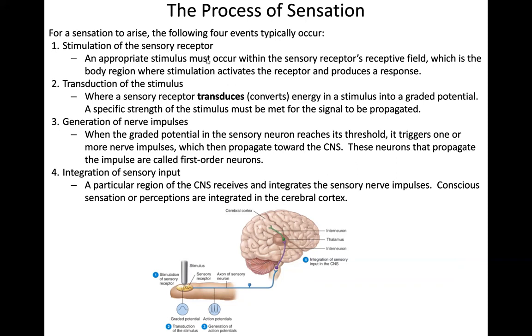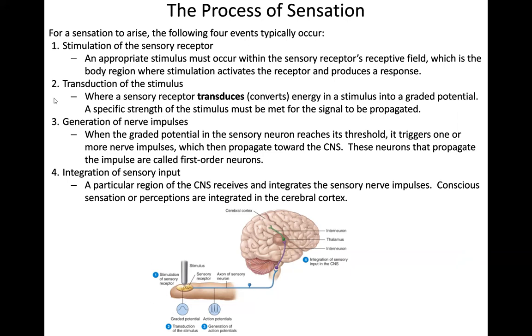An appropriate stimulus must occur within the sensory receptor's receptor field, which is the body's region where stimulation activates the receptors and produces a response. In other words, the receptor field is from this side of the neuron's dendrites to this side. In order to stimulate these receptors, these dendrites, the stimulus has to be from here to here, or somewhere in between. If the stimulus was over here, this neuron would not be stimulated. We'll talk more about receptor fields in just a little bit.